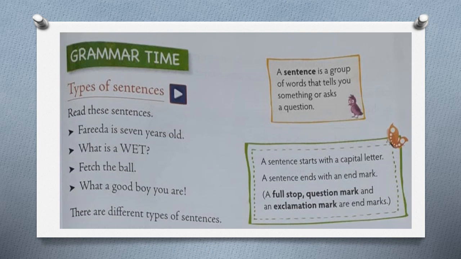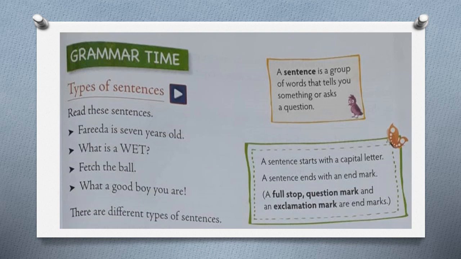Children, let's do grammar time. A sentence is a group of words that tells you something or asks a question. A sentence starts with a capital letter. A sentence ends with an end mark: a full stop, question mark or exclamation mark. Let's learn types of sentences.